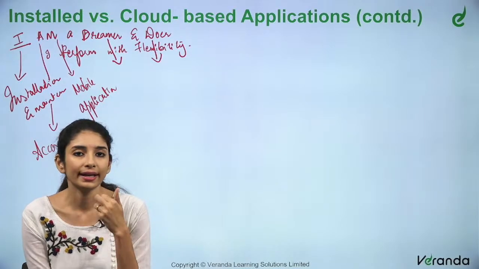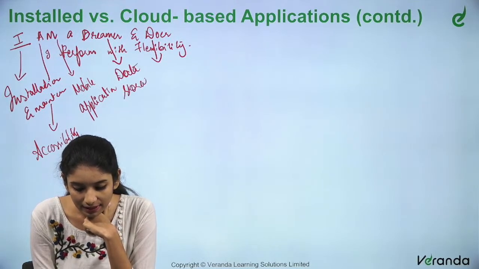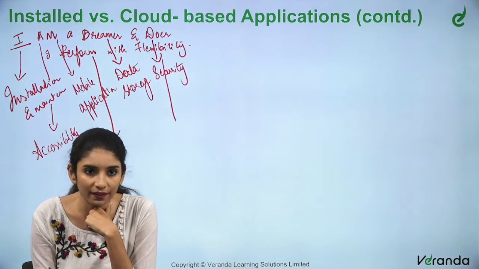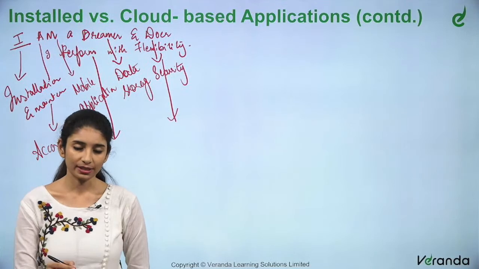Dreamer and doer, take out the D and D from it. Data storage and data security. Perform is for performance and flexibility is for flexibility.